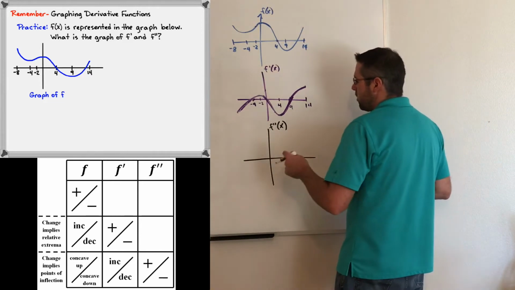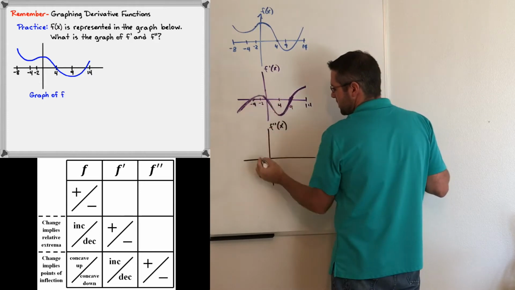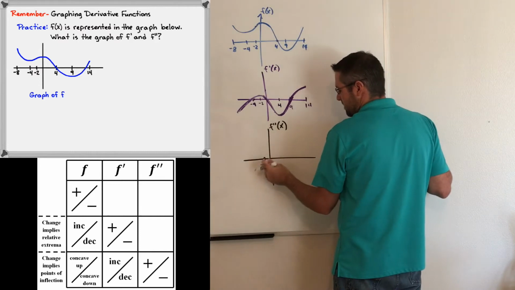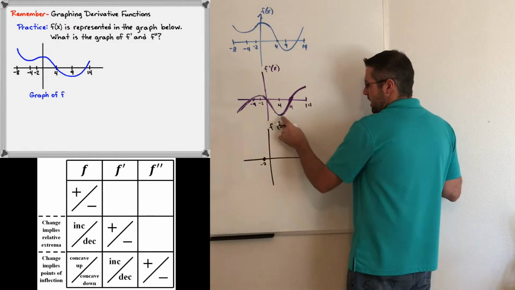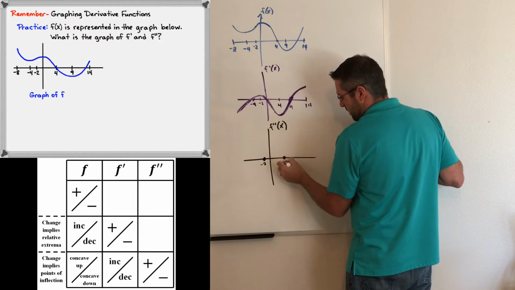So we, again, are looking for when f prime has a horizontal tangent line. So we can see that f prime has a horizontal tangent line at -2. So that means f double prime will be 0 there. It has a horizontal tangent line at 4. So it hits 0 there.